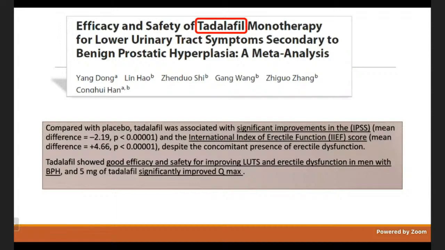We have also found that certain PDE5 inhibitors like Tadalafil can relieve symptoms of urinary tract symptoms. So in usually younger male patients with lower urinary tract symptoms, Tadalafil alone can be given for treatment of urinary tract symptoms secondary to BPH. Tadalafil has shown good efficacy and safety for improving lower urinary tract symptoms and erectile dysfunction in men with BPH. Usually a smaller dose, about 5 mg of Tadalafil, is given, and it has shown significant improvement in the maximum flow rate with Tadalafil monotherapy.